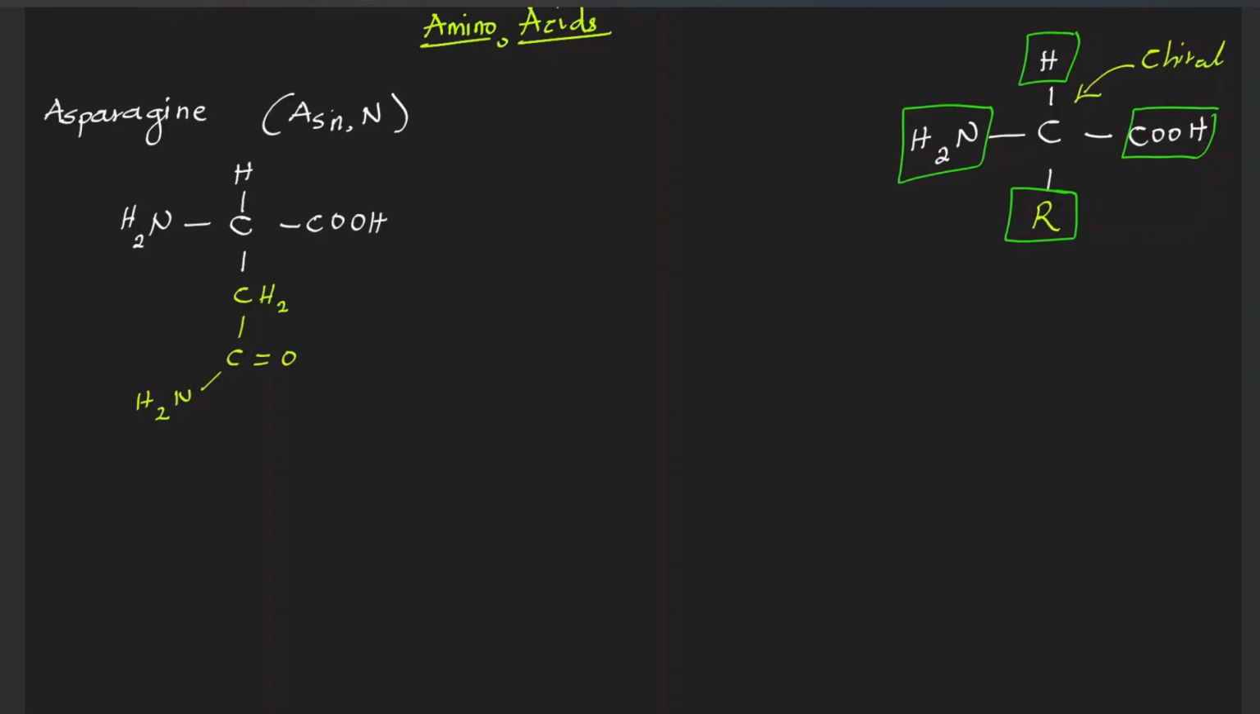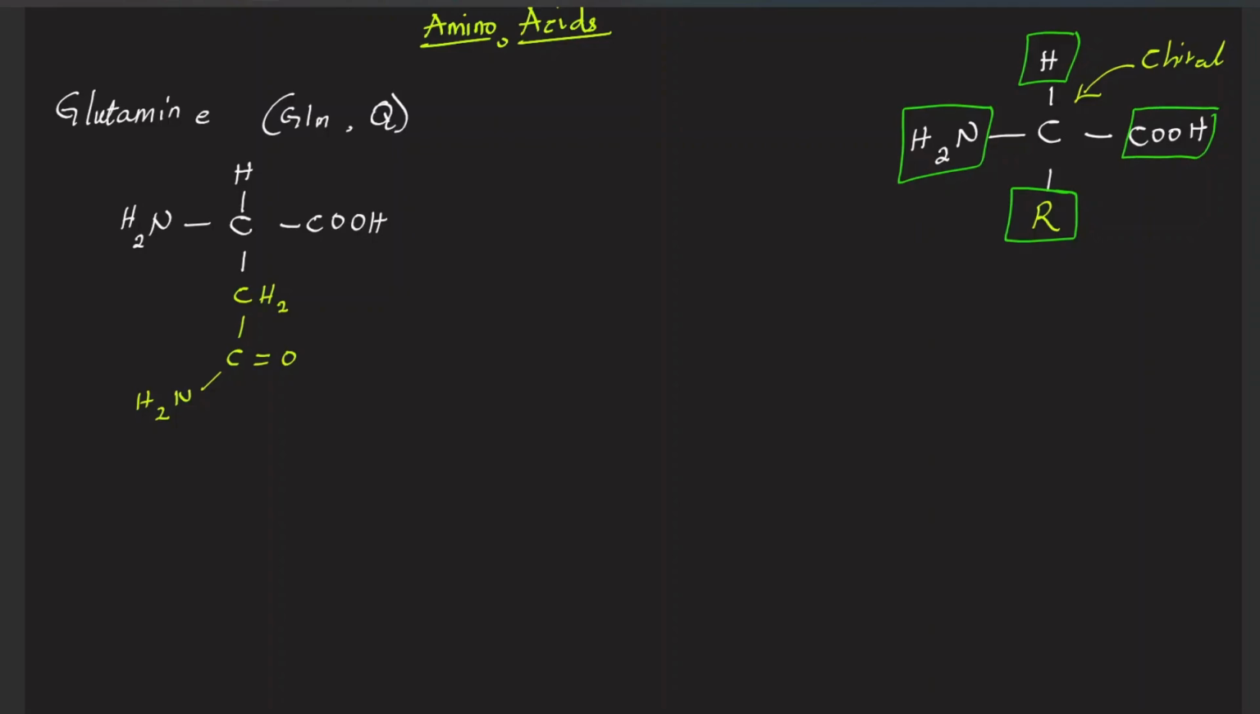The next amino acid is glutamine. Glutamine is similar to asparagine. The only difference is that it has 2 CH2 groups before the amide group. So glutamine. The 3-letter abbreviation for glutamine is GLN, and the 1-letter abbreviation is a Q.